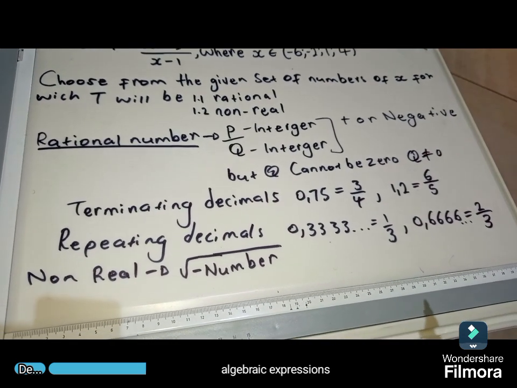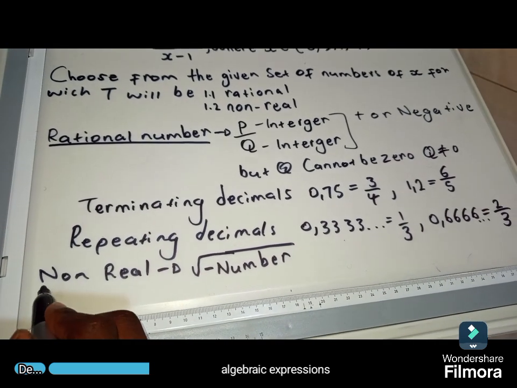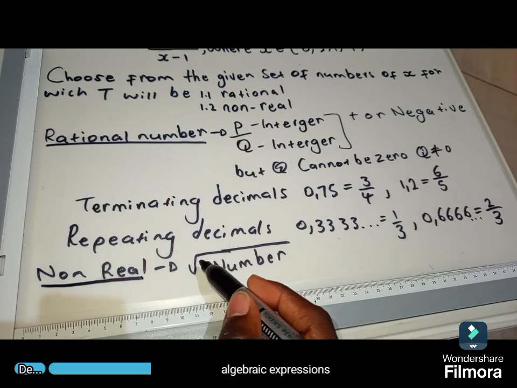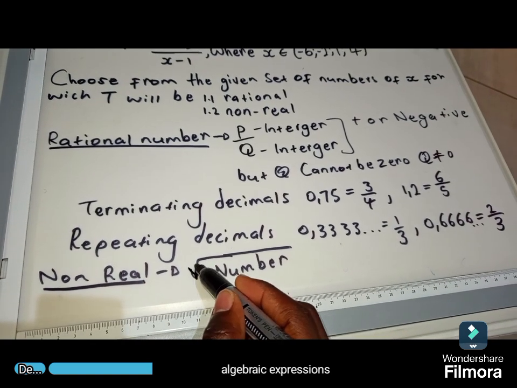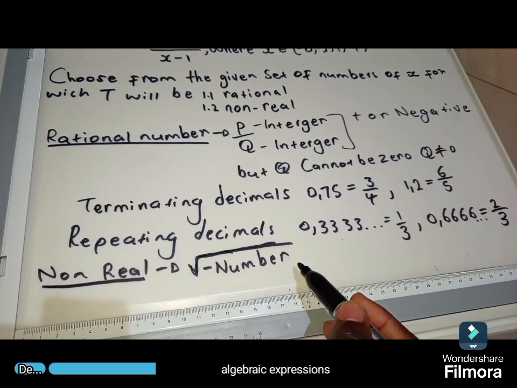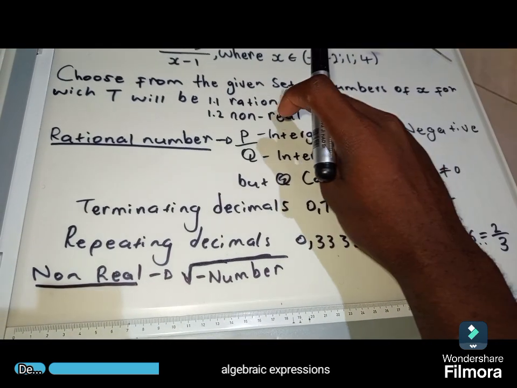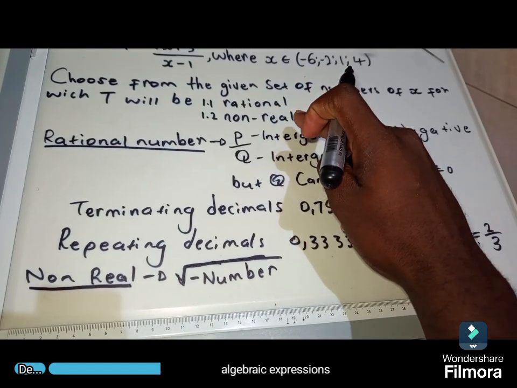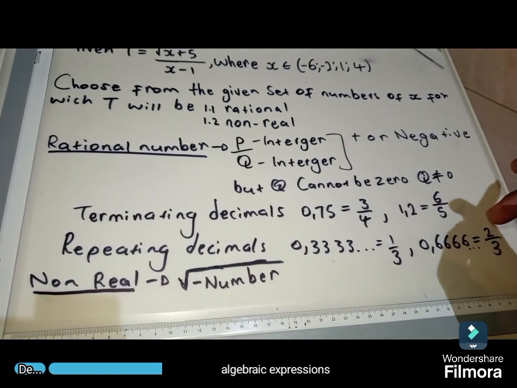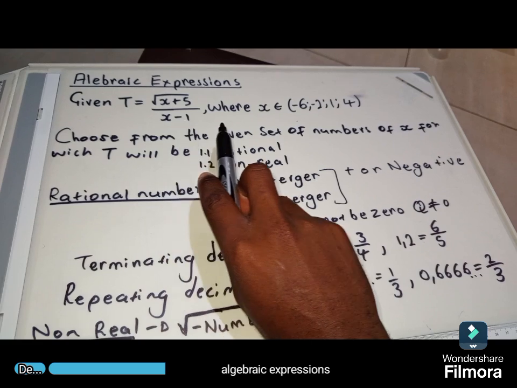Let's now get to the definition of a non-real number. For a non-real number, it's a situation whereby you have a negative number under the square root. Once you understand what is a rational number and a non-real number, you can now go ahead and solve your problem.